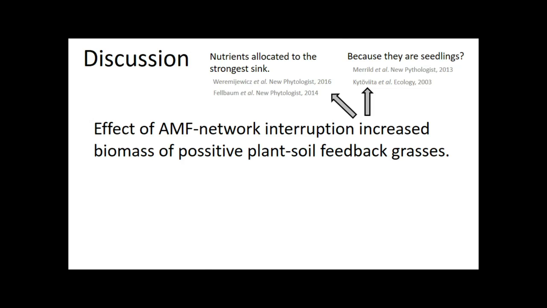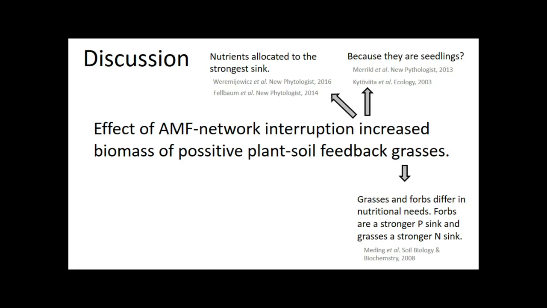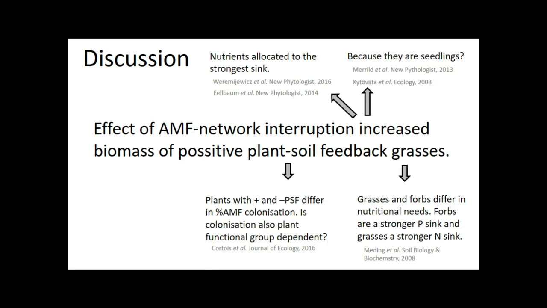We also only found an effect for grasses and not for forbs. This might be due to the nutritional needs. Forbs are stronger phosphorus sinks, while grasses are stronger nitrogen sinks. It might be that the soils were more nitrogen limited than phosphorus limited, but additional work on the soil analysis will show this. And the next thing is that we only found an effect for those plants with a positive plant-soil feedback, and we know that plants with positive plant-soil feedback have a higher percentage of mycorrhizal colonization. I will have a look at this as well, and maybe we can also find a difference in mycorrhizal colonization between the 2 functional groups.